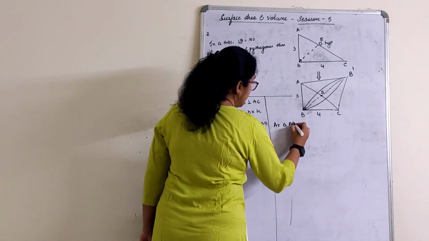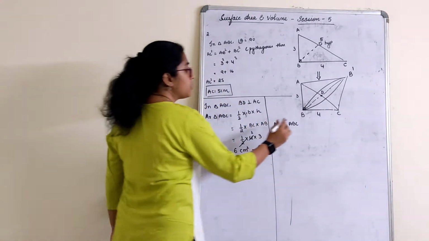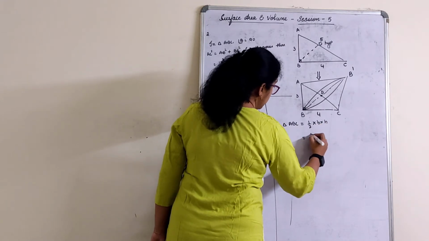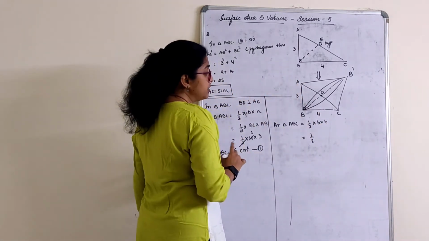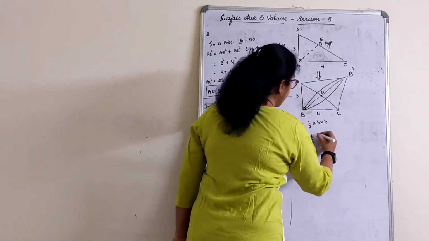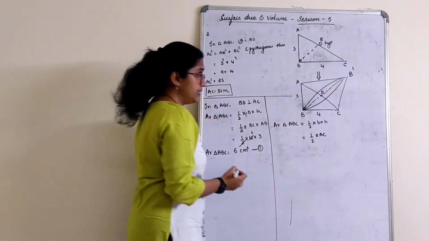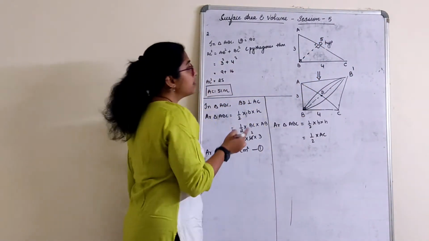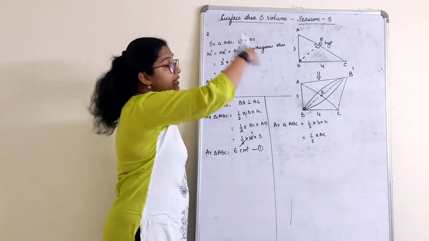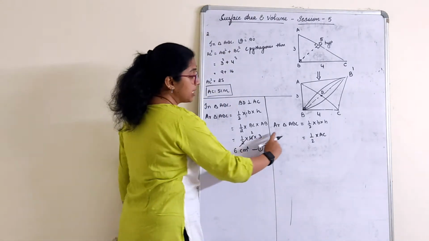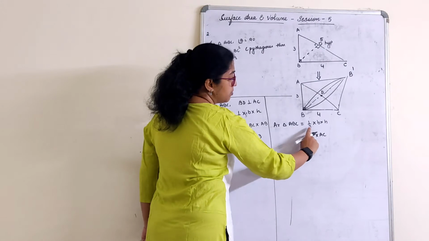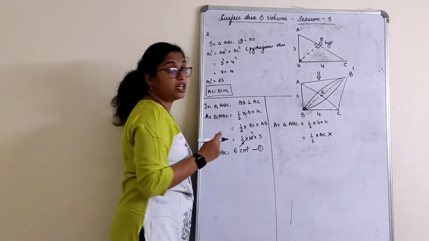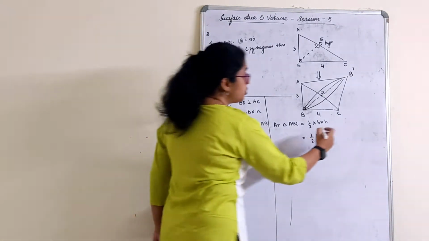Okay. Again, I will write it here. Area of triangle ABC can also be written as half into base into height. But this time, I will take my base as AC. Can I take it? Yes, I can. Why? Because I have drawn BD perpendicular to AC. So for the second time, area of triangle ABC is equal to half into base into height. Now my base is AC. With respect to AC, what should be my height? BD should be my height.